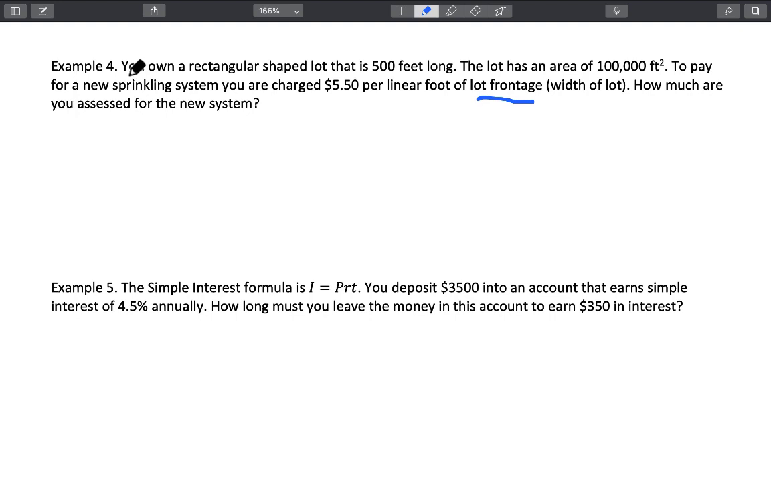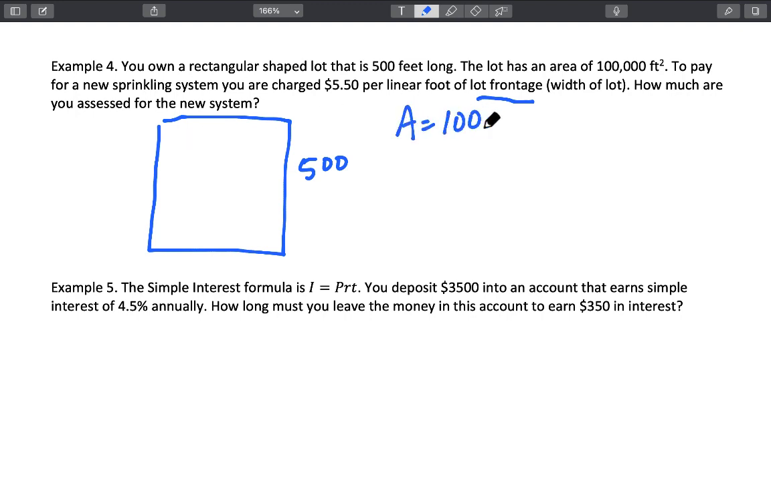So it always helps for us to kind of draw out what we're looking at here. And we have a rectangular shaped lot, so we'll draw ourselves a nice little rectangle here. It's 500 feet long, so there's our length here. Now the lot has an area of 100,000 square feet. All right, now we know the area of a rectangle is the base times the height, or the length times the width. And we are asked to find the width of this rectangle. What is that width, if the length is 500 and the area is 100,000 square feet?